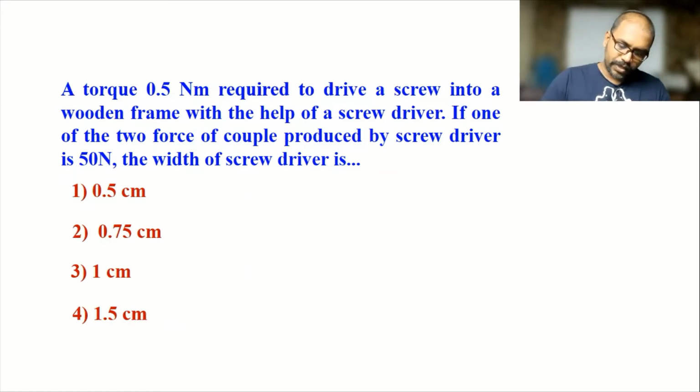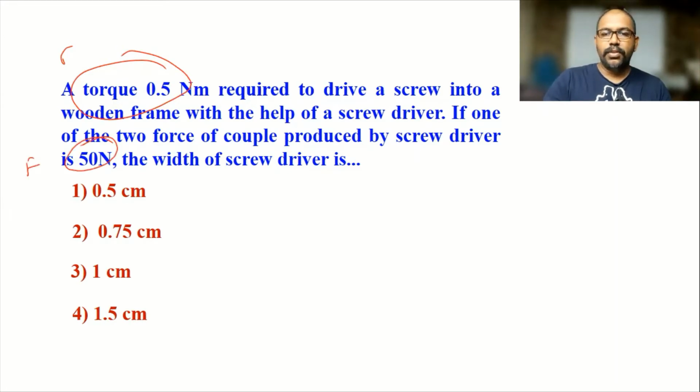Now pay attention. Here the torque is given, and the force is given. Then we can use the formula of a couple. So torque is equal to F into R, and this R gives us the width of the screwdriver. So R is equal to torque by force. Now here, by the problem, torque is 0.5 and the force is 50. Now 0.5 by 50 is 1 by 100.